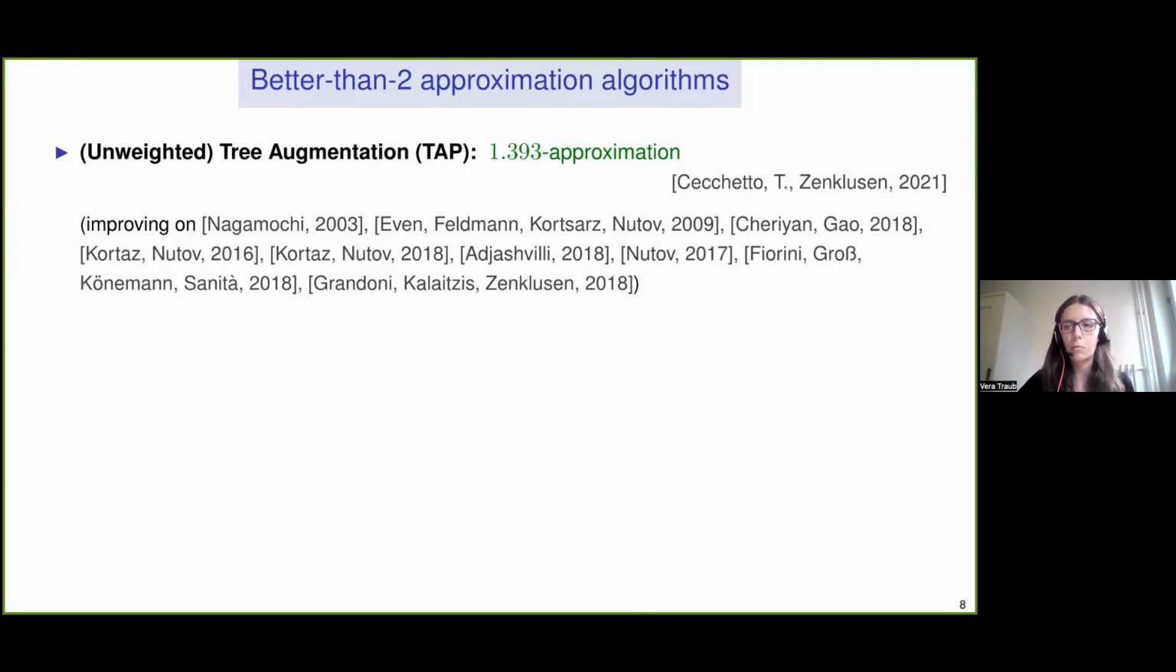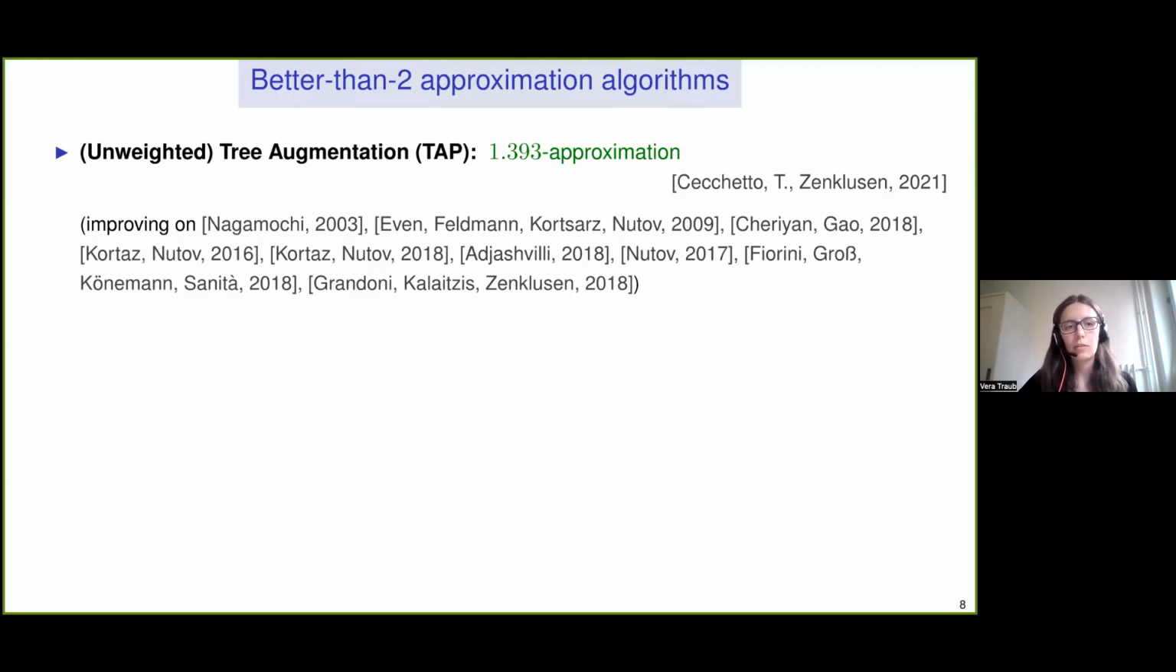Good. So in the rest of this talk, I will give you an overview of what we know about better-than-2 approximations. I will first talk about the unweighted settings, so unweighted tree and connectivity augmentation. This part will be rather brief, and I will just give you some very high level overview of the techniques that people use here. And then in the second part, I will focus a bit more and go into a little bit more detail on the weighted problem. But let's get started with unweighted connectivity augmentation.